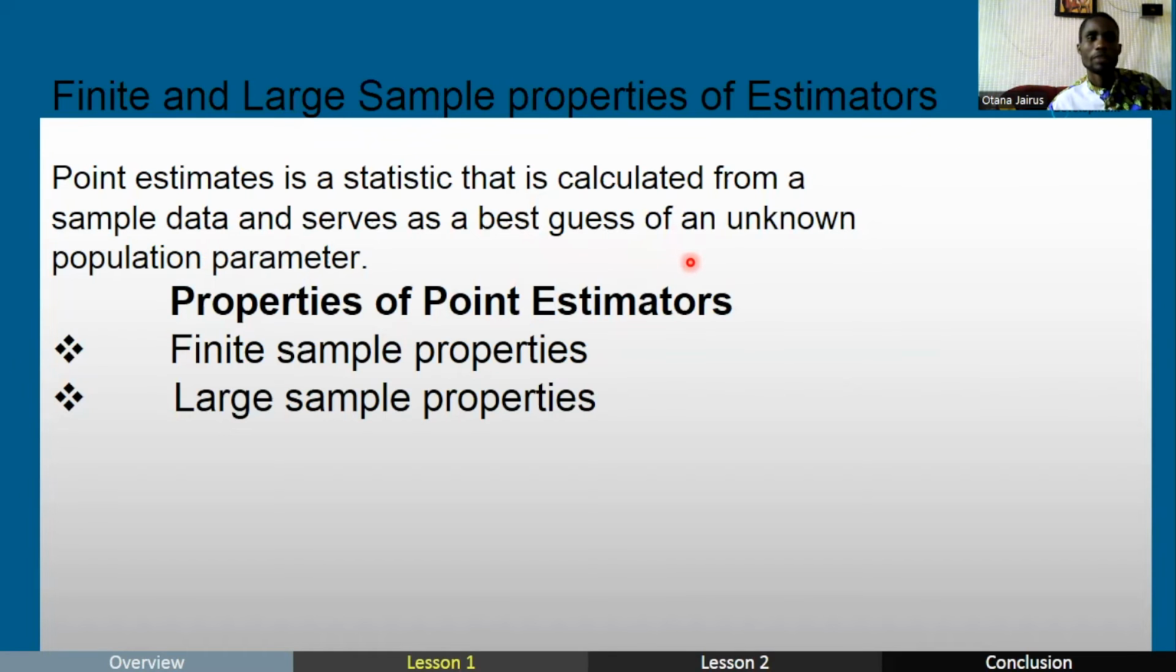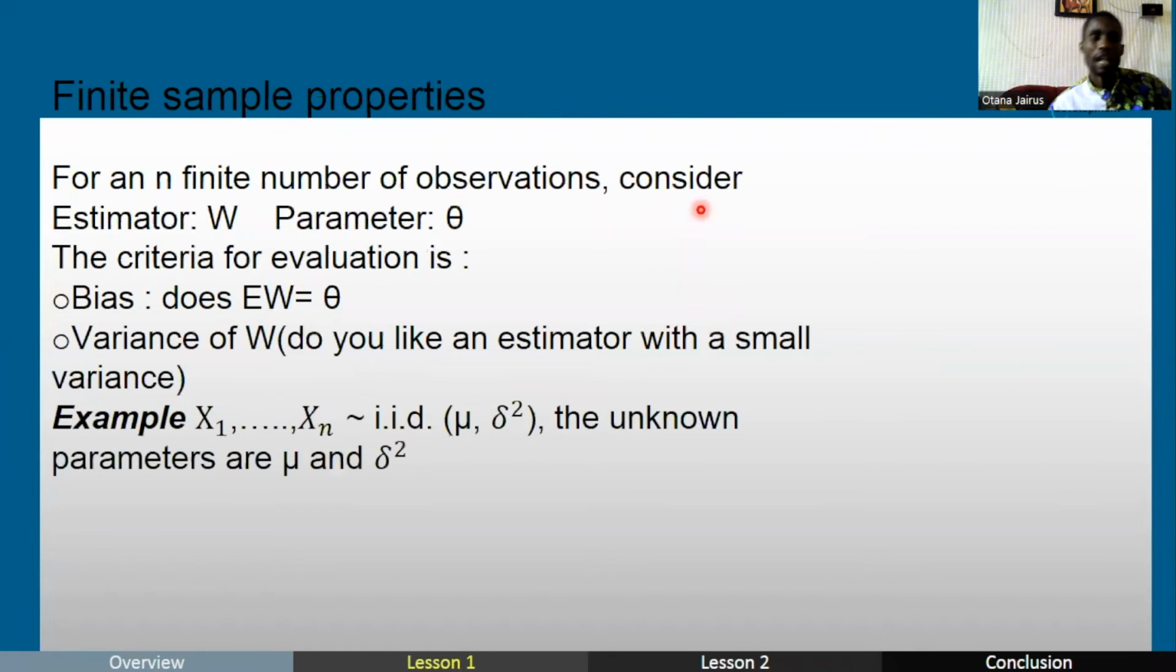So let us talk about the finite sample properties. Under the finite sample properties, for n a finite number of observations, we consider an estimator, which we can call W, and our parameter is theta. So our criteria of evaluation is such that for bias, we consider if the expectation of W, which is our estimator, is equal to theta, which is our parameter, okay? So we consider bias and variance. For variance, we ask ourselves, do we like an estimator with a small variance?